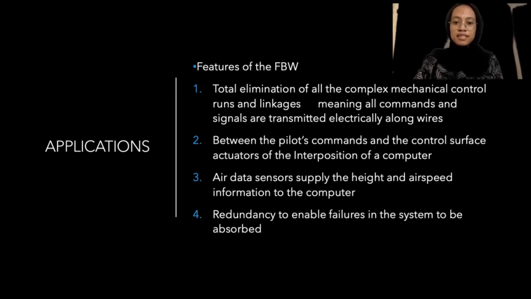Next, in FBW, the air data sensors supply the height and airspeed information to the computer. It can acquire process data from pitot and static pressure, data buses, and analog inputs to obtain key air data parameters such as altitude and airspeed for a safe flight. Lastly, it has redundancy to enable failures in the system to be absorbed. That means the chance of any failure happening is very low.